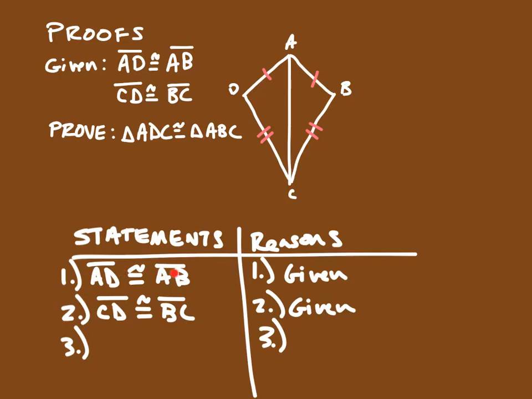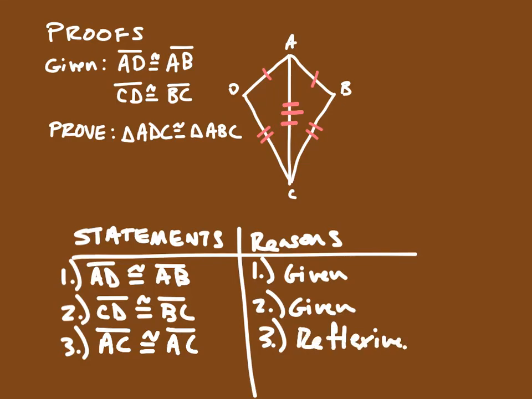All right, AD is congruent to AB, and CD is congruent to BC, and both of those are given. Now, the third conclusion that I can draw from this picture is that AC is congruent to itself, okay? So I'm going to come in here and say that AC is congruent to AC, and that is the reflexive property.